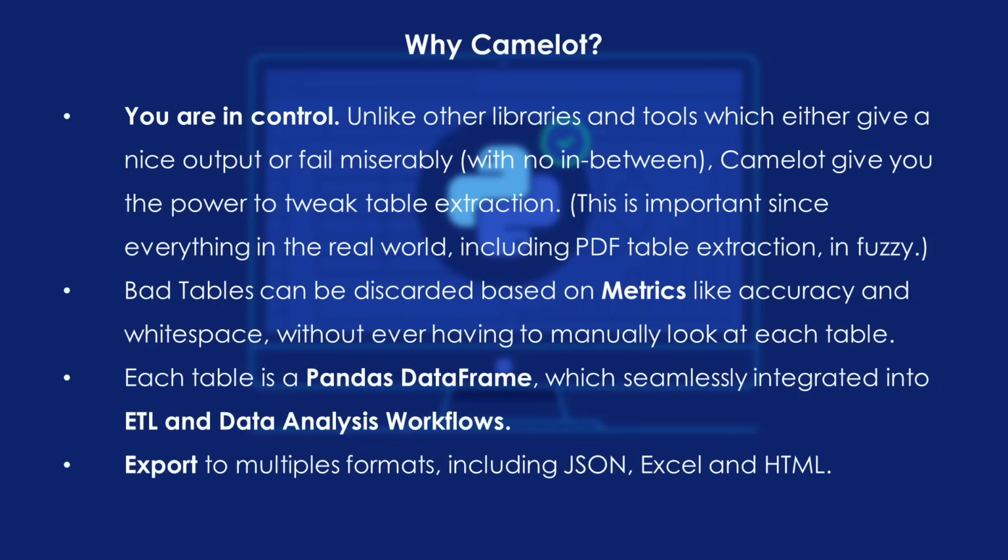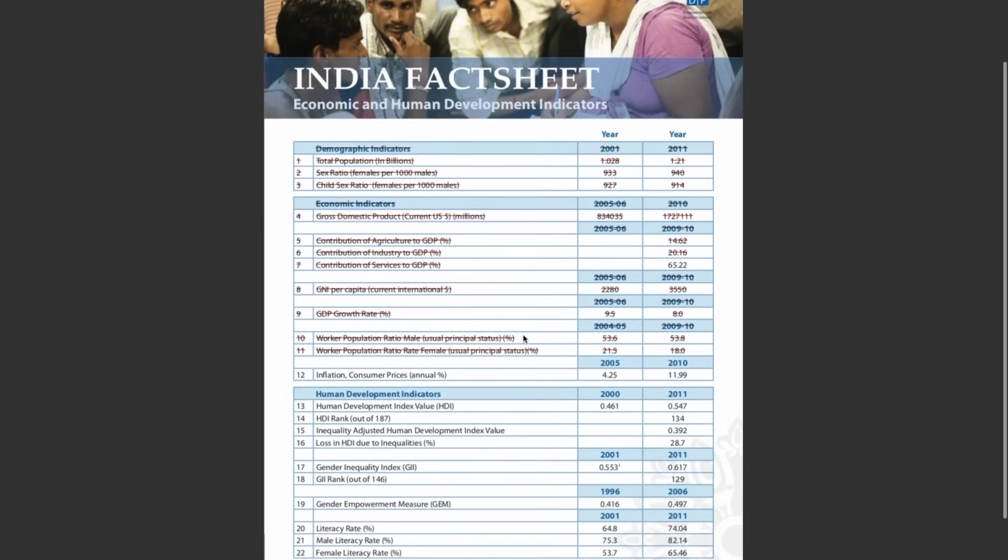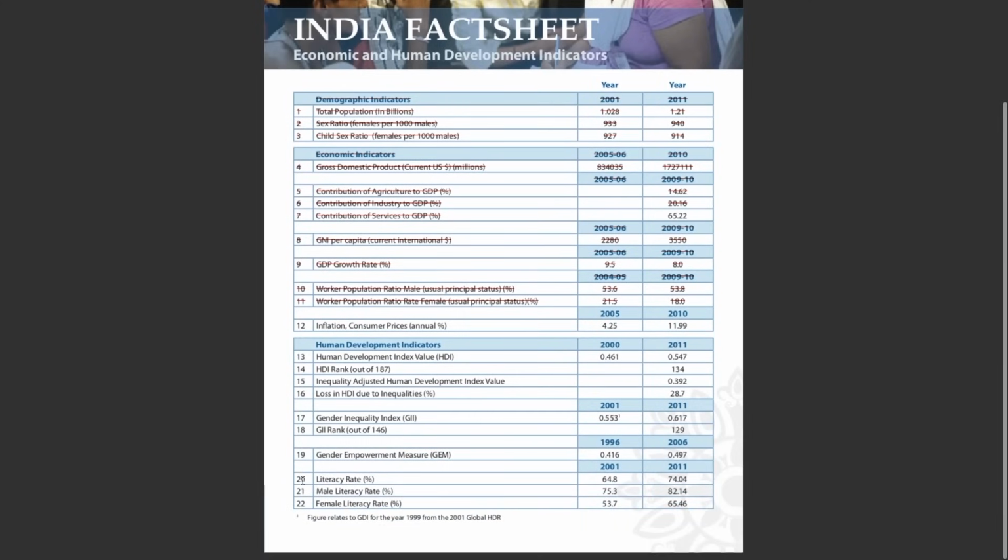So let us move ahead and learn how Camelot is going to help us in extracting tables from PDF. The PDF from which we would like to extract data is this PDF. It has been downloaded from the UN website, and it is Economic and Human Development Indicators for India. This is a fact sheet with multiple tables. As you can see, you have one table here, you have another table here. So multiple tables with multiple columns. For this particular purpose, we are interested in extracting the values of rows 20, 21 and 22 of this table, which is literacy rate. So let us see how we are going to extract this particular table and then do a little bit of data visualization with this.